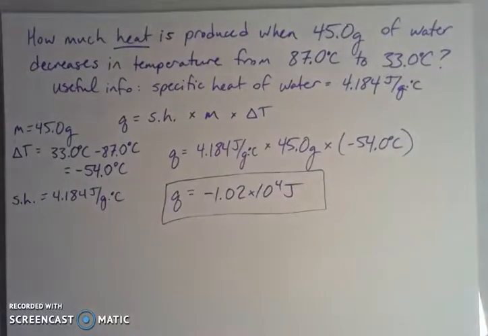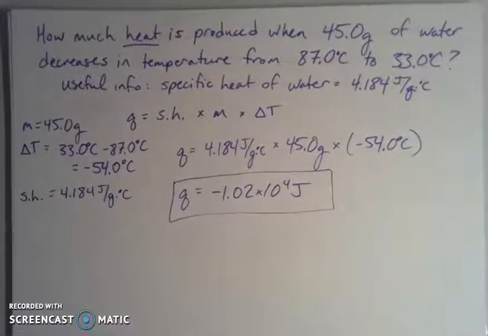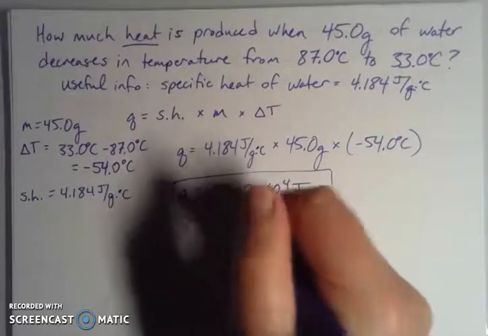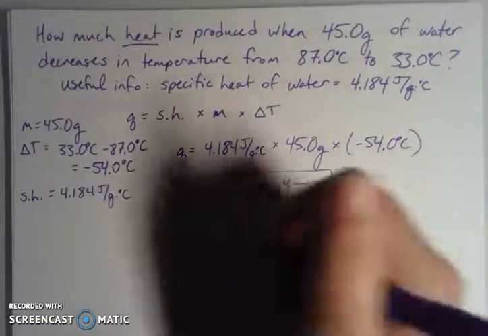Now, when I look at the sign of this, we know that energy can't be negative. I can't have a negative amount of energy. But again, the sign means that the energy is being released. It's going from the system out into the surroundings. And so that negative sign indicates energy loss or heat loss.